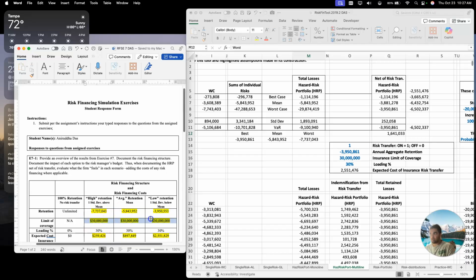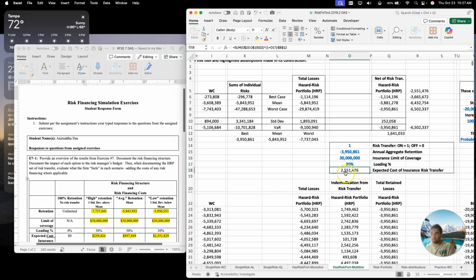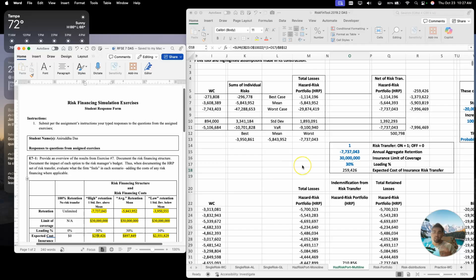I have $30 million worth of coverage across the board because we're targeting the left tail. Loading percentage is the same for all of them. And the expected cost of insurance, if you see here, this 2.55 million matches this 2.5 million. If I were to type in a different one, let's say the high retention, 7737043, you could see I got 259,426 and it matches that. And that's all you have to do for this assignment, this first part.